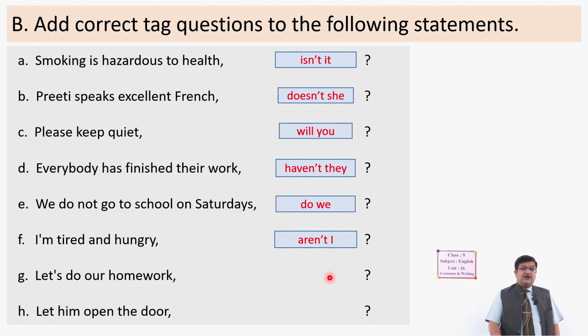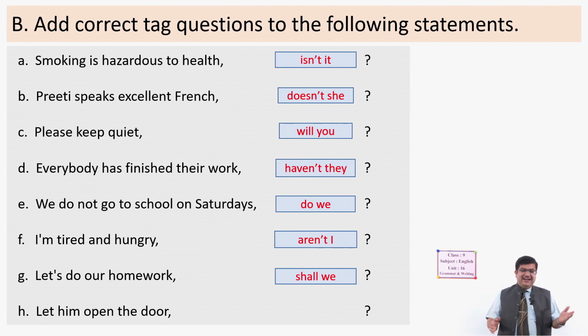G, let's do our homework. So what is your answer? Shall we? Yes, good. When a sentence begins with let's, let with 's, there must be shall we. Let us, there must be will you. Let imperative and be-one imperative. Be-one imperative, always will you. Let imperative, when there is let us, will you. Let with apostrophe s, there must be shall we.